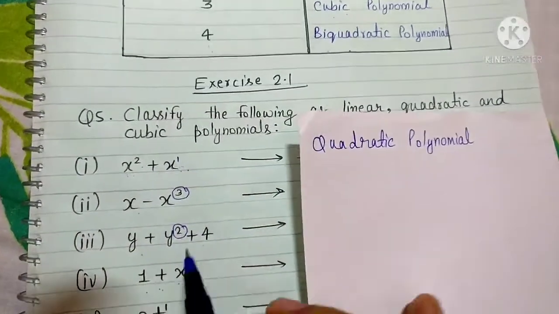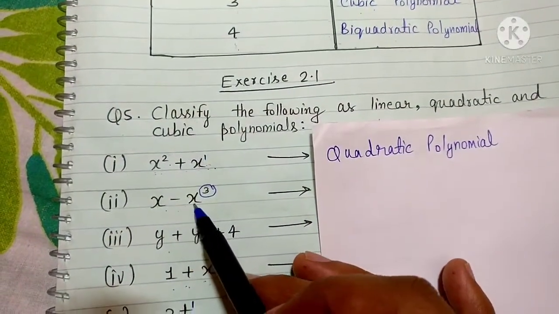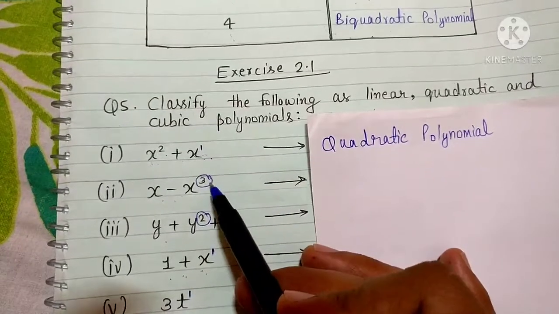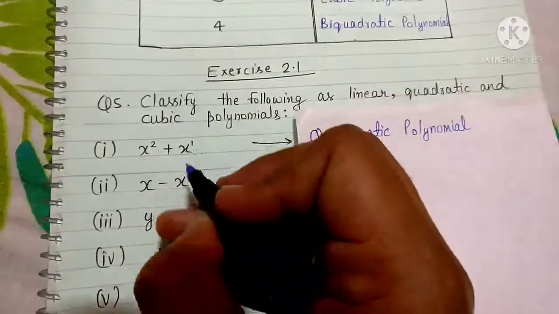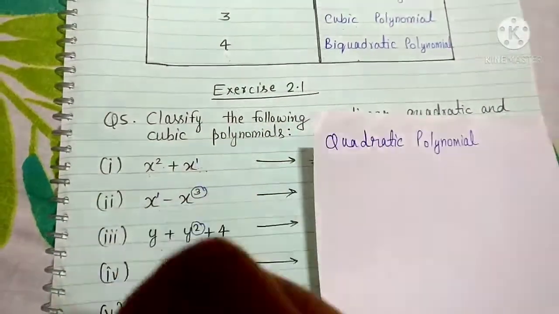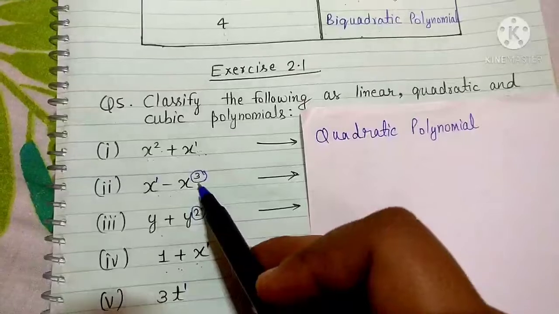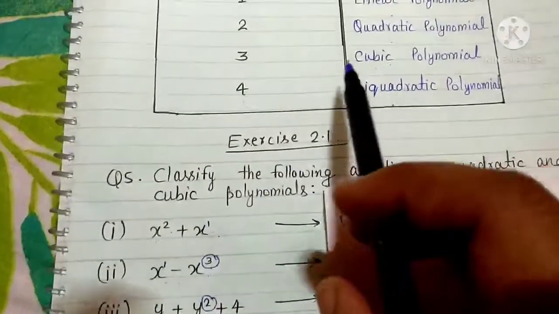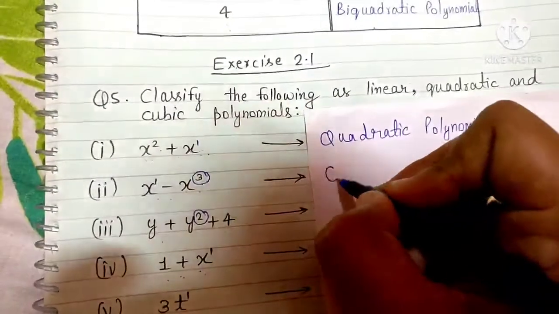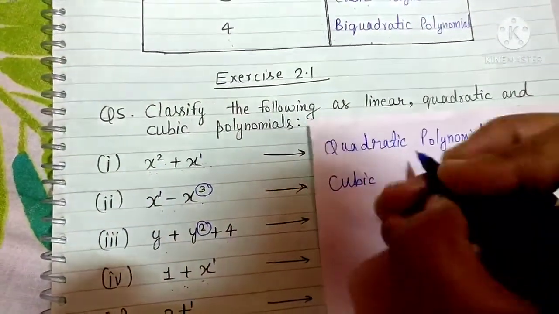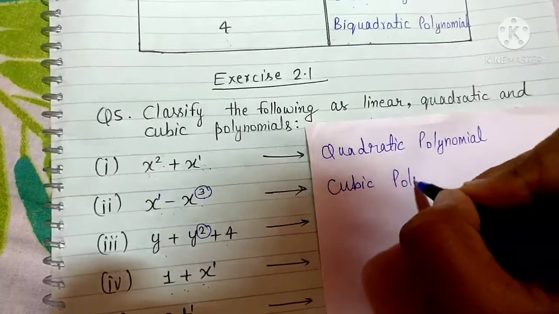Okay. Now second question, x minus x raised to the power 3. The power is 3. And the power of this x is 1. So what is the highest power? The highest power is 3, so it will be called a cubic polynomial.